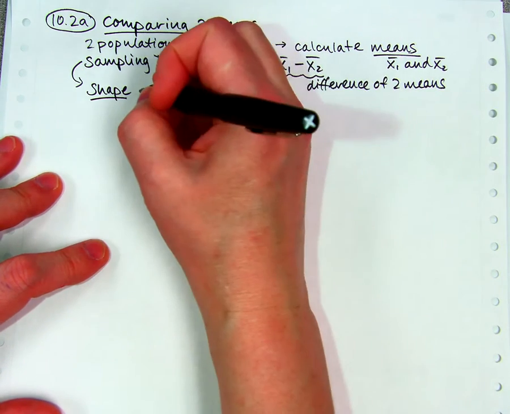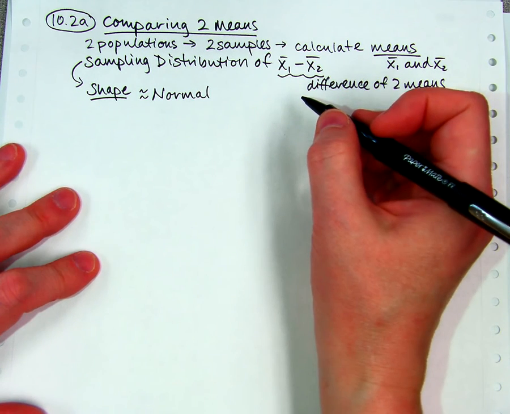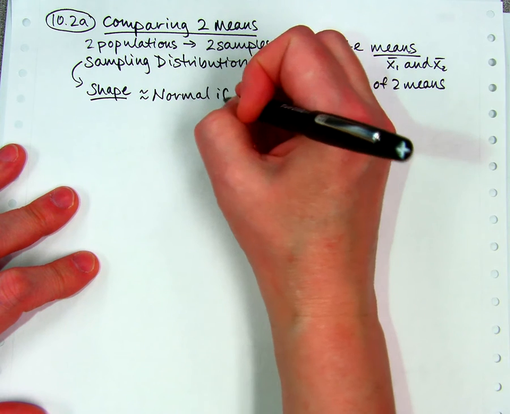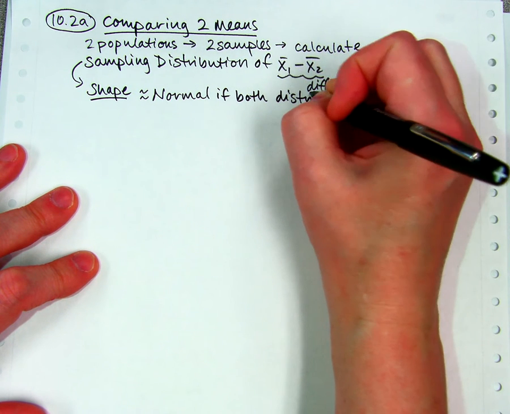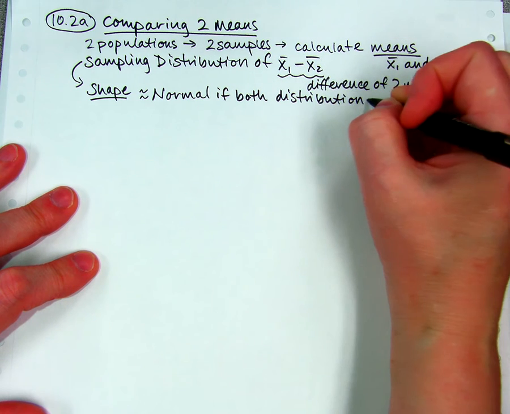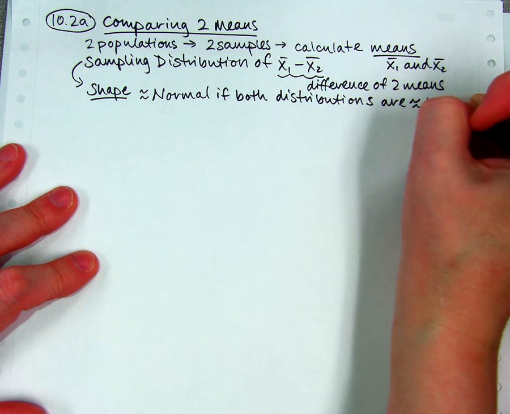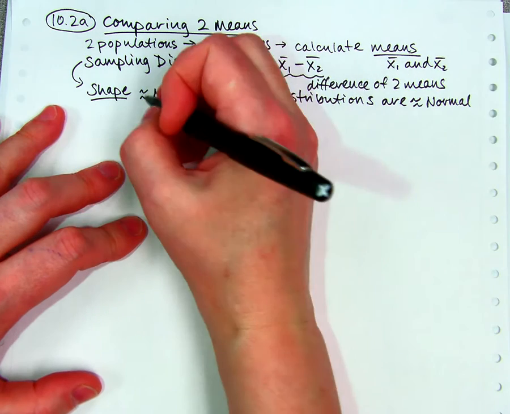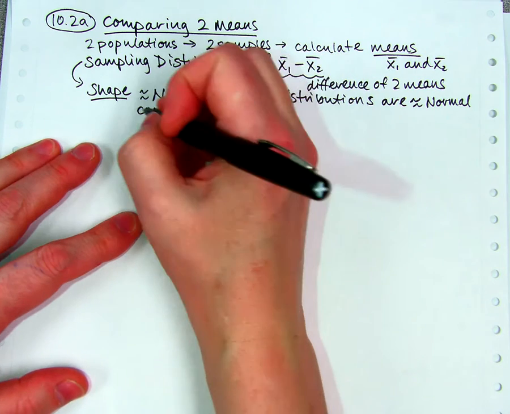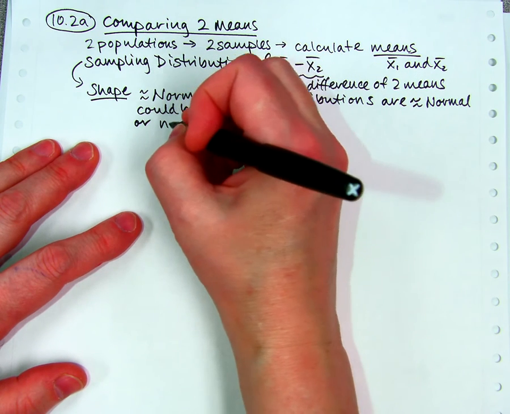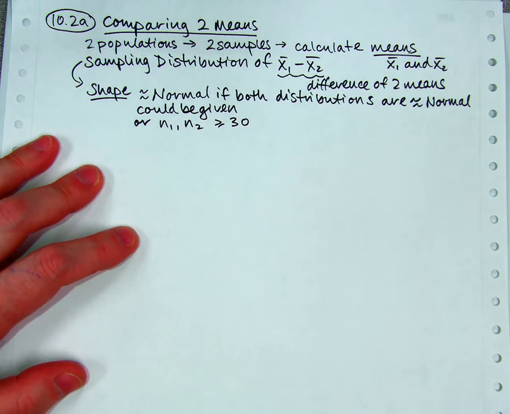Shape, well, we hope it's approximately normal. You might have guessed that will happen some of the time. It will happen if both original distributions were normal. So since we have two populations, if both the populations are normal, that would be great. Or if both sampling distributions are normal, that would also be great. So this could be given to us. Or we might have that n1 and n2 are greater than or equal to 30, and then we could just not worry about the shape.